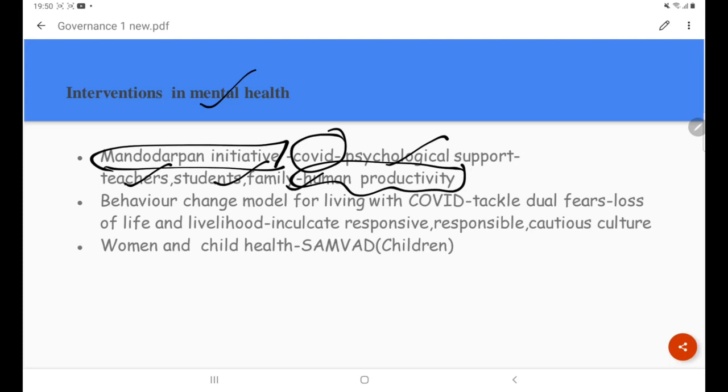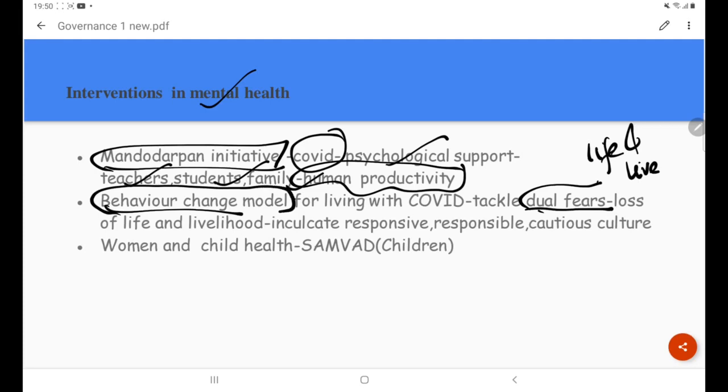Then there is this behavior change model. See, in COVID we had to tackle dual fears. Life and livelihood, both were at risk. So there has to be a behavior change model which has to be initiated by the state for ensuring its citizens are able to tackle this pandemic. Okay.